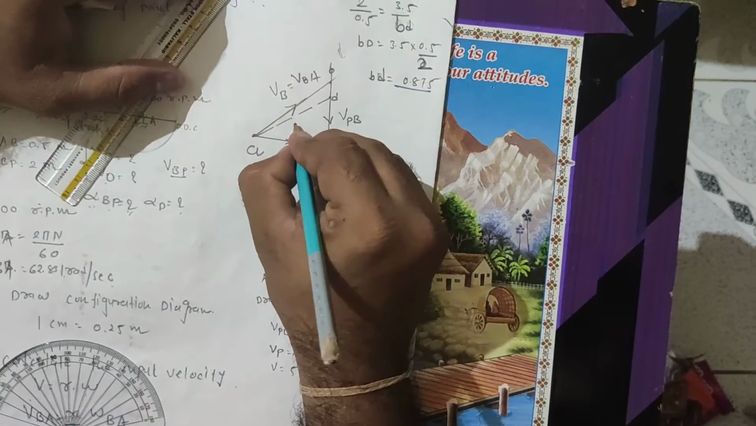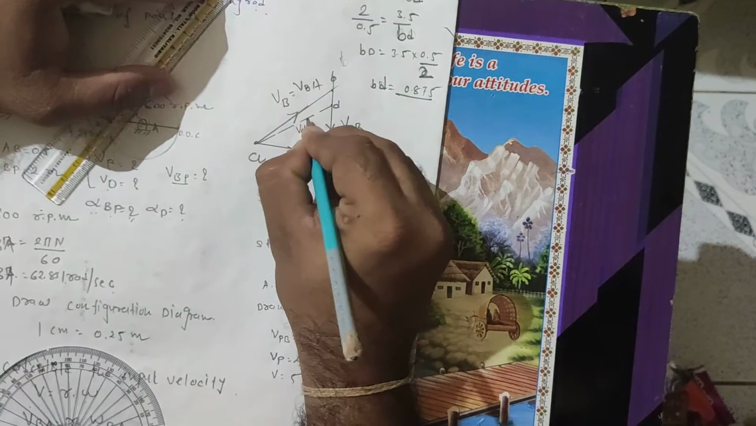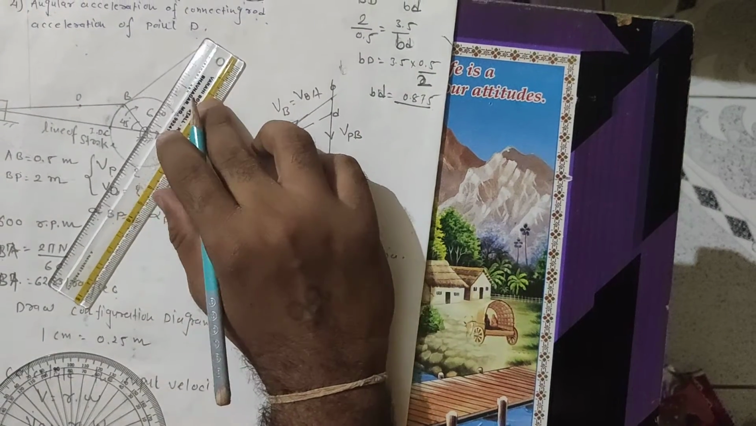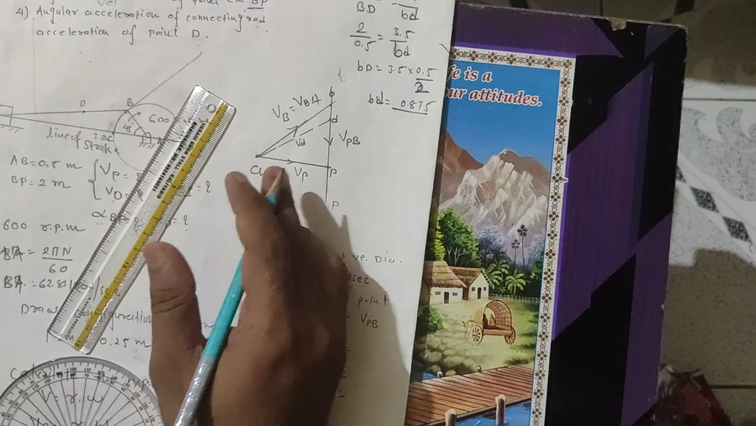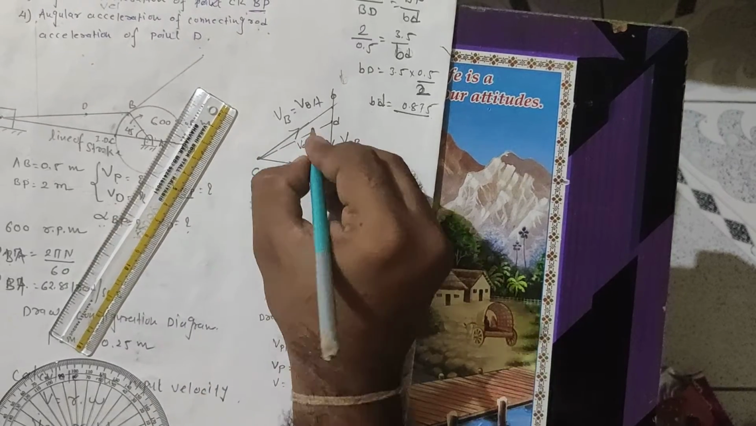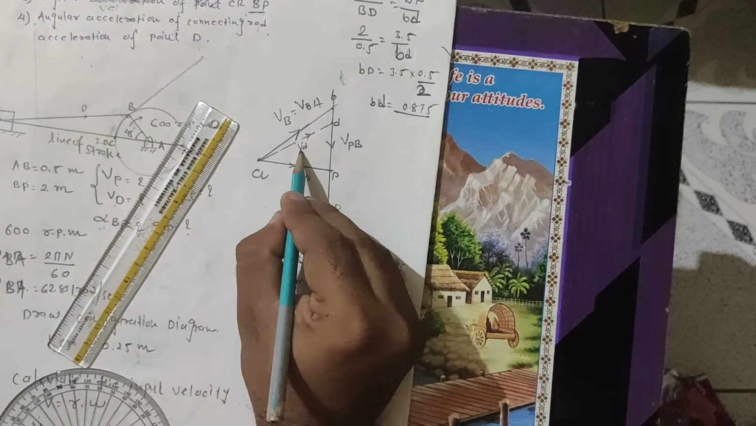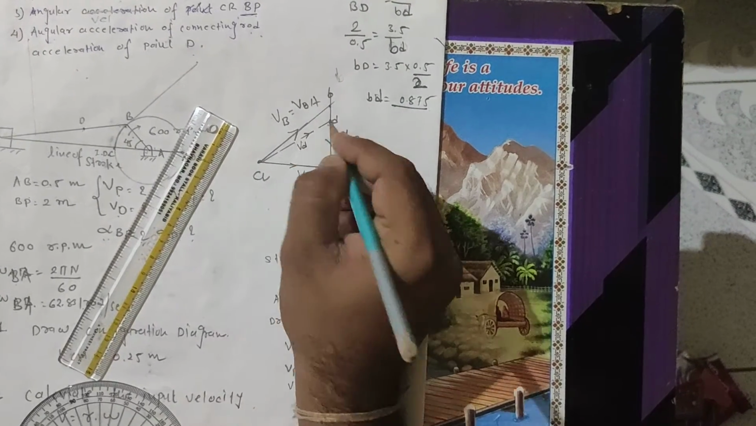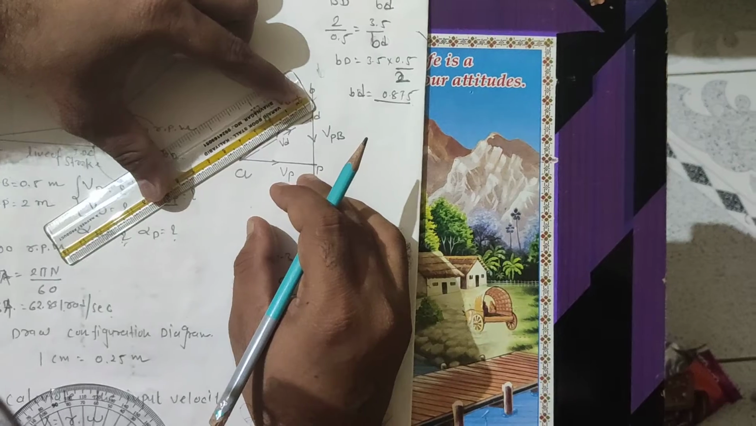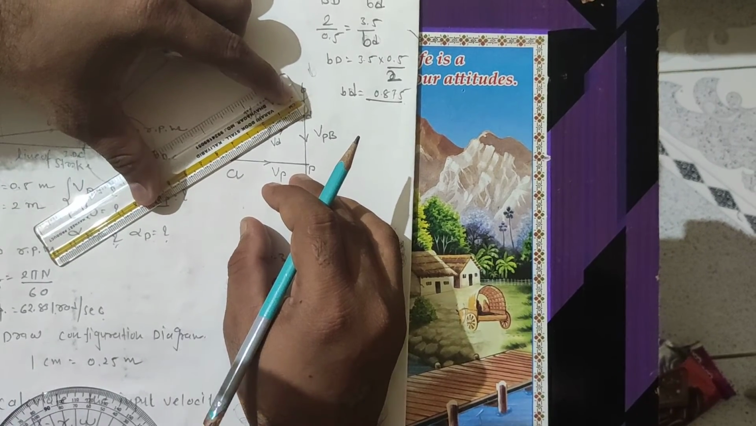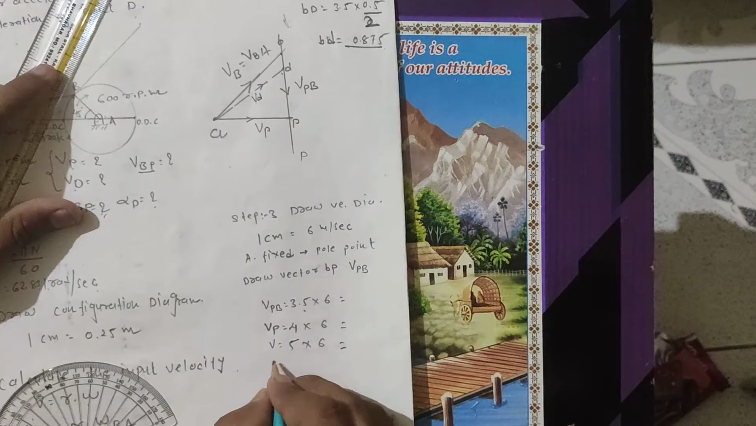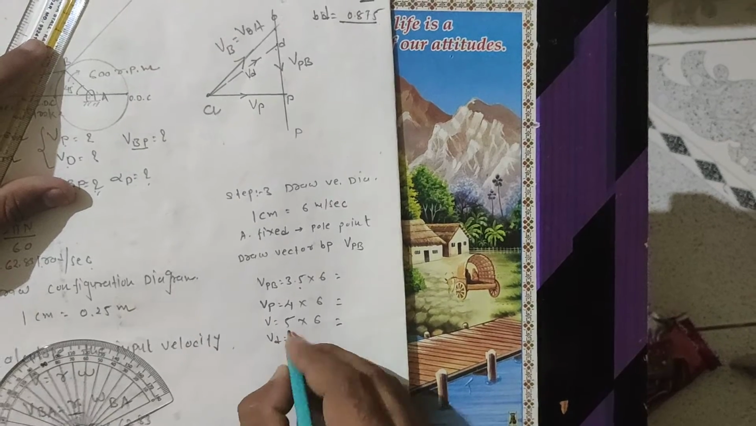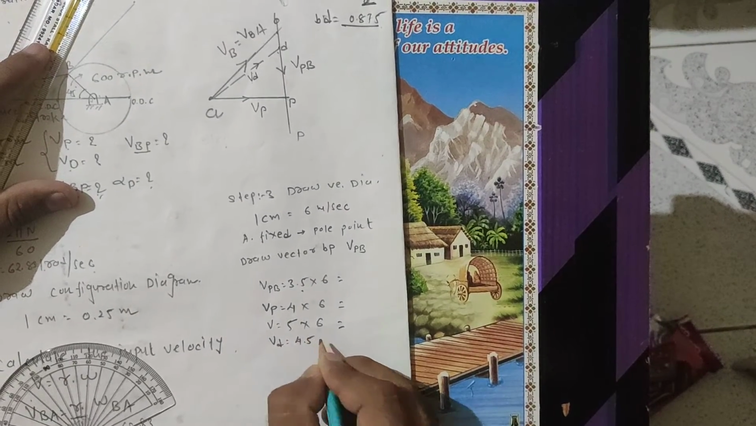This gives the velocity of D. This gives the velocity of D. So here we have to draw a point D, which represents the velocity of D. So whatever the value of this line, that indicates the velocity of D. That is nothing but 4.5. So VD is equal to 4.5 into 6.